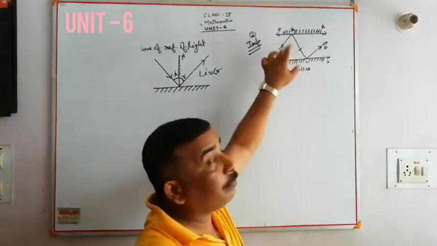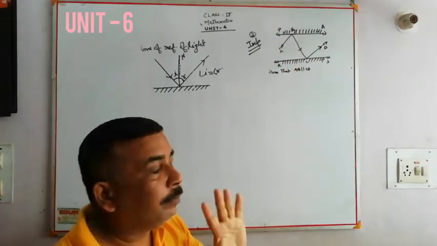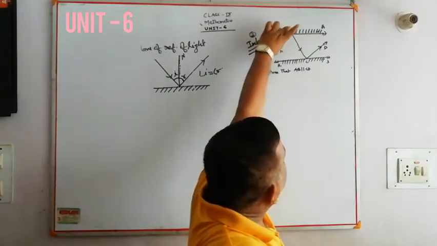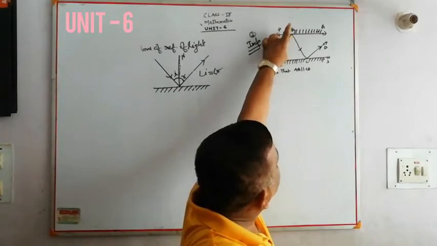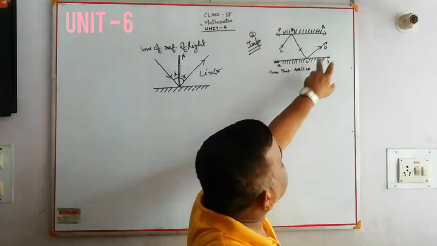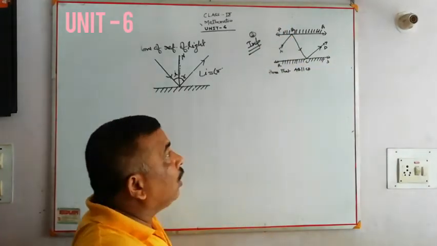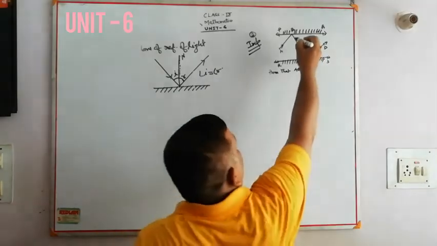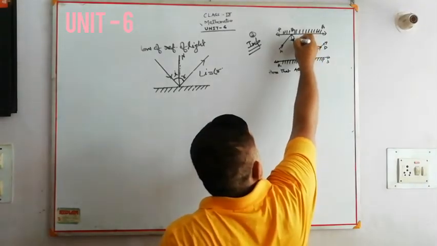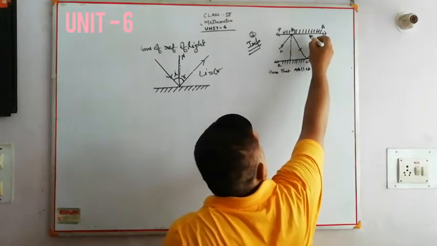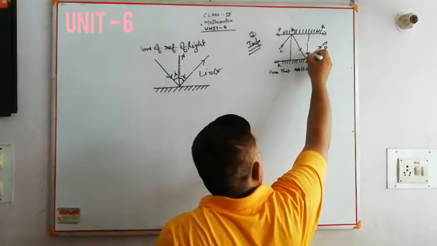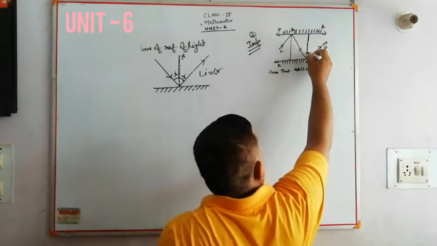Why? These are the mirrors. AB is the incident ray and BC is the reflected ray. At point C, BC is the incident ray and CD is the reflected ray. Construction: we draw the normal at point B, and also at point C. These are the normals.